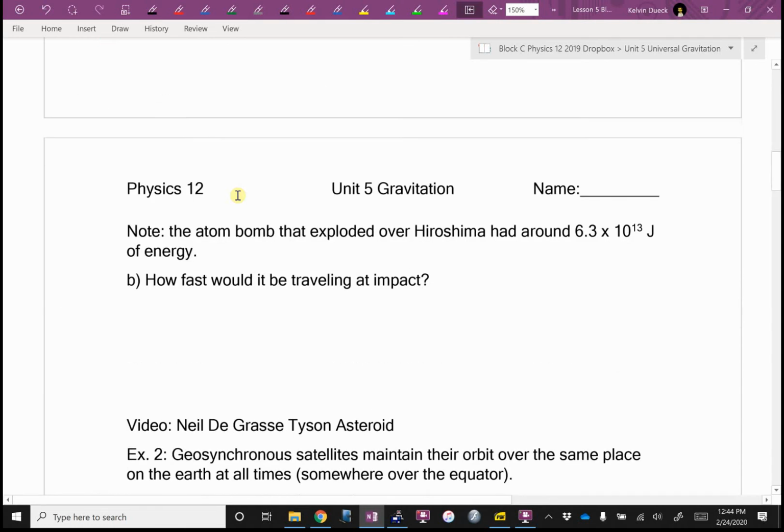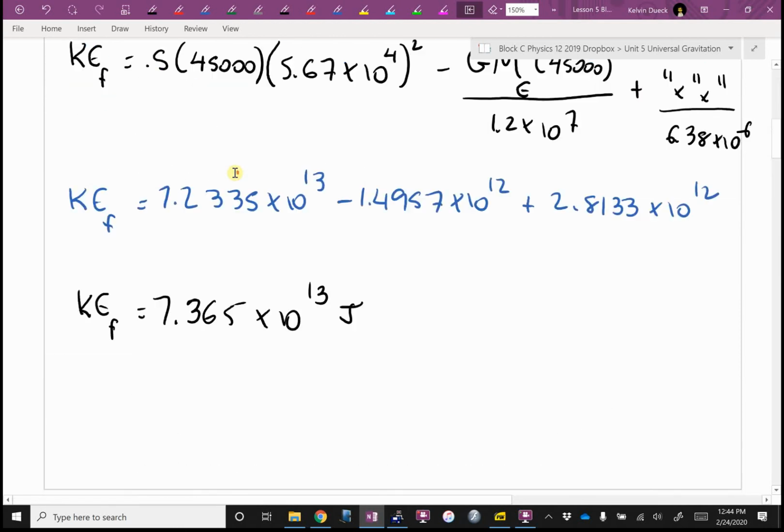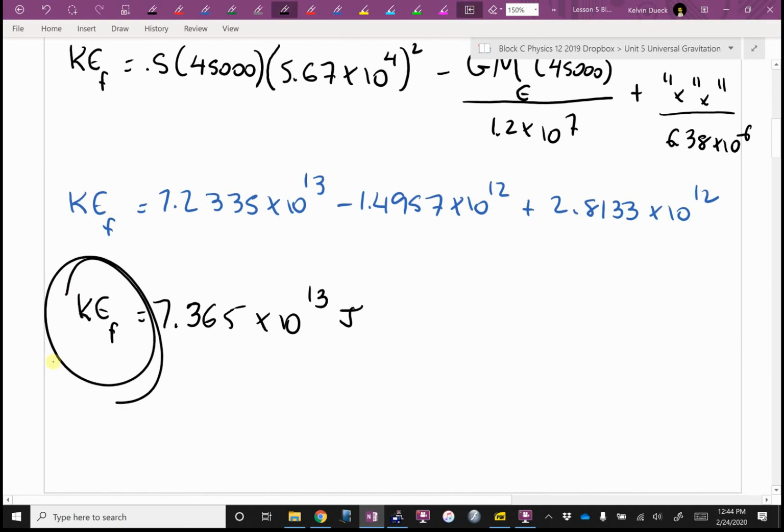How fast would it be traveling at impact? Ooh. Steph, what's this want me to find? Speed. What did I just find? Did I write how much work? I did not find how much work. What did I just find? I found the kinetic energy. Oh, that has speed in it.